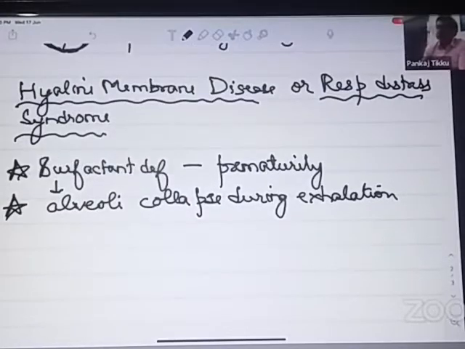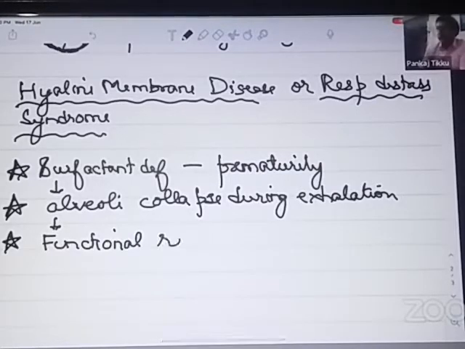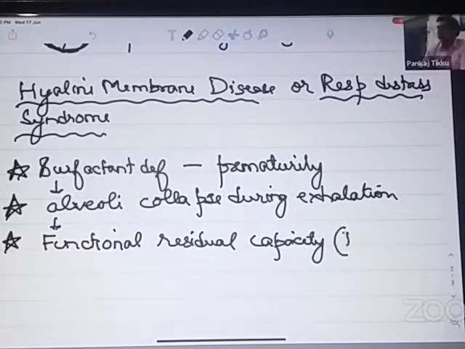Now when the alveoli collapse during exhalation, the functional residual capacity will decrease. The functional residual capacity, in short we also call it FRC, is the amount of air which is left inside the lungs after maximum exhalation. That will significantly decrease because all the alveoli are now in a collapsed state.